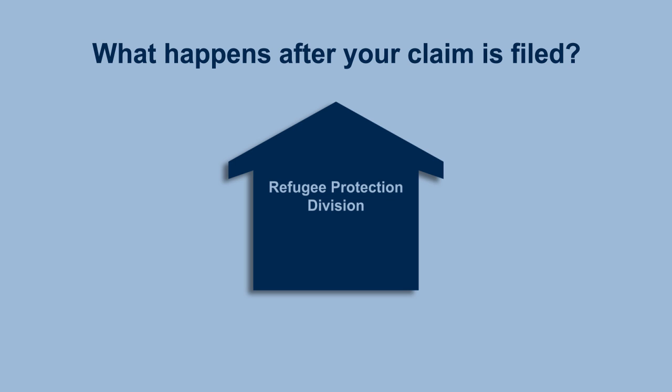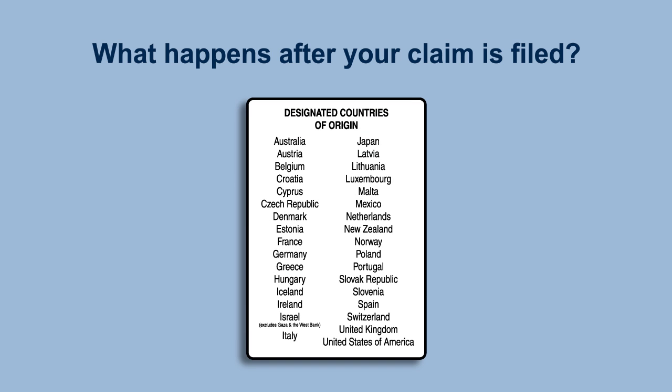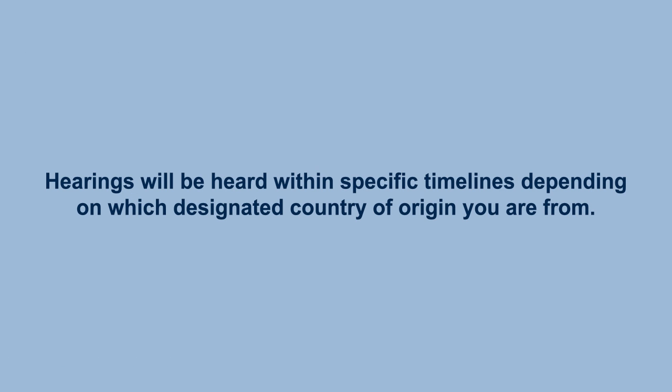What happens after your claim is filed? The Refugee Protection Division will hear your case within specific timelines, depending on which designated country of origin you are from. The designated countries of origin is a list that the government has identified based on factors such as rejection, withdrawal, and abandoned claims rates, along with the country's basic democratic rights.